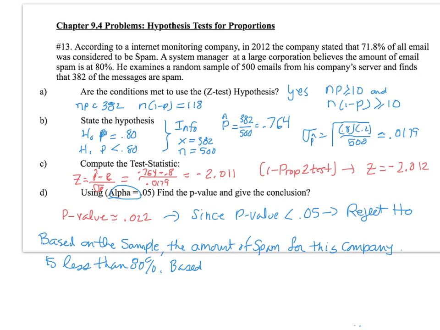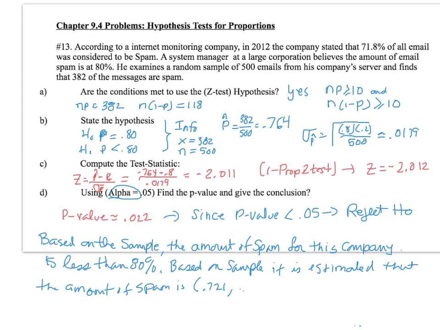And based on this sample, it is estimated that the amount of spam is between 0.721 to 0.801 at 95% confidence.